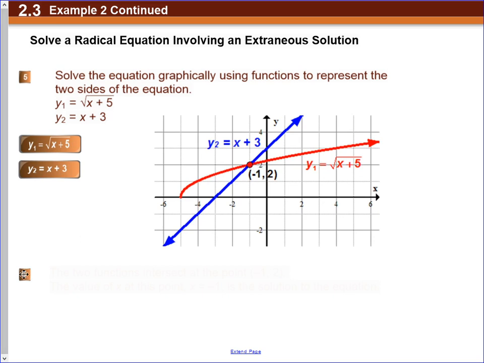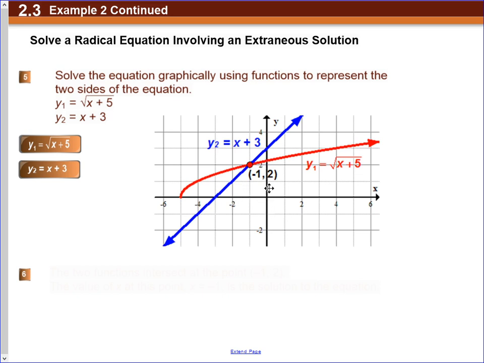And you can try both in your calculator if you want. You can have y1 is equal to the square root of x plus 5, y2 is equal to x plus 3. See that they intersect, x is equal to negative 1. And then you can do one big equation of the square root of x plus 5 minus x minus 3. Put that into your calculator and you'll see there is a new graph, but the new graph crosses the x-axis or has a 0 at x is equal to negative 1.